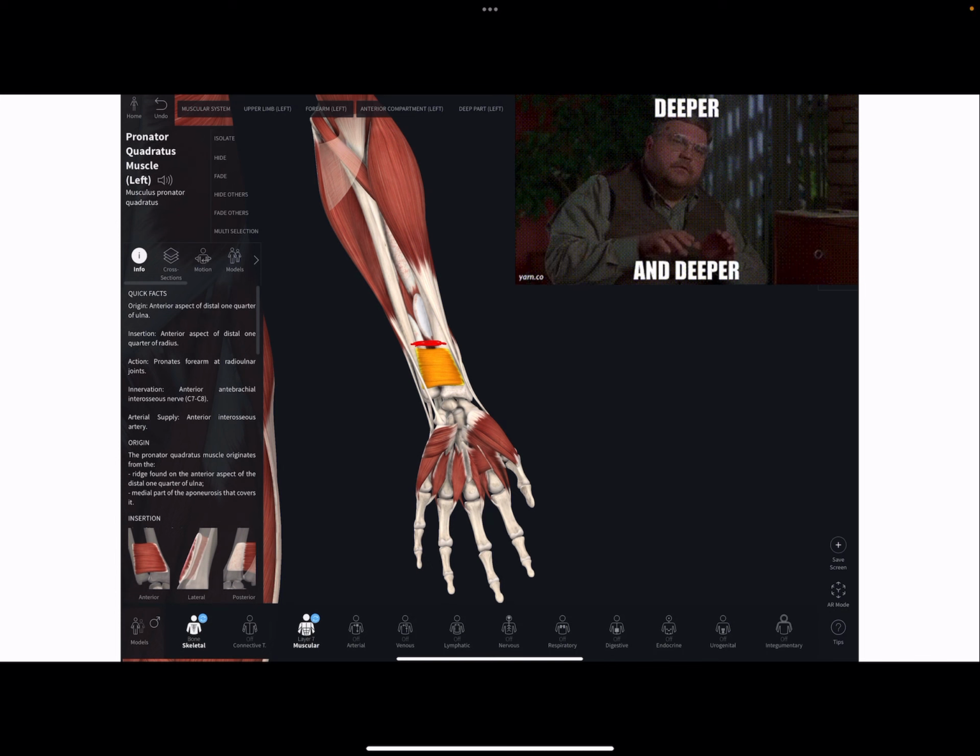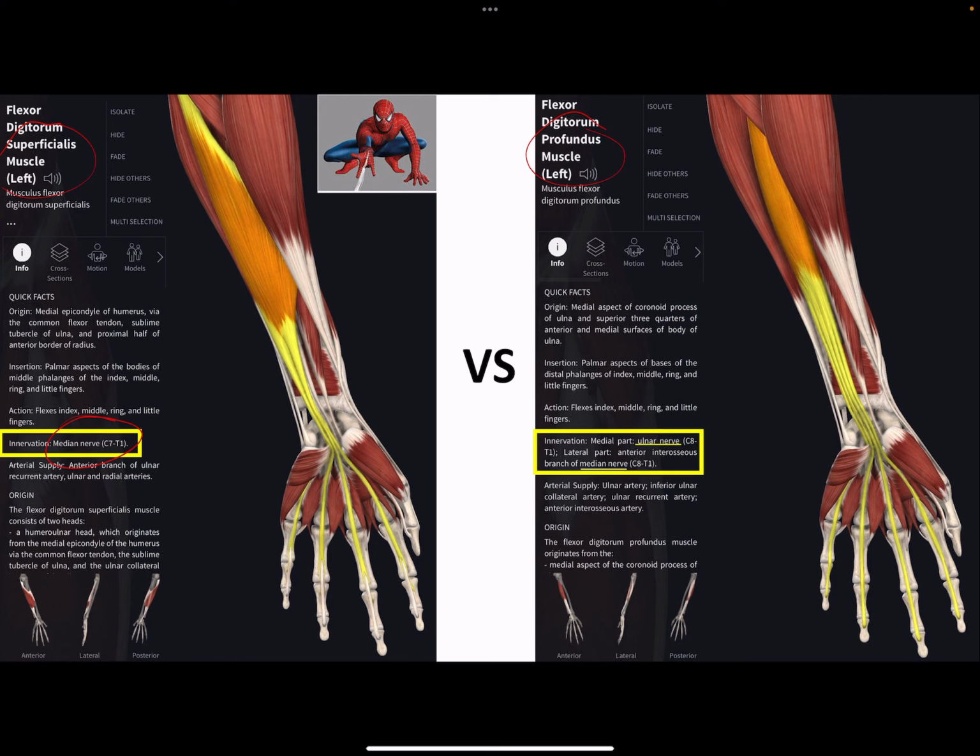The superficialis and the profundus are very similar, with a couple differences. We'll talk about them. The main one, which we're going to hit again and again, is that the superficialis is the median nerve, while the profundus is a dual innervation. On the sort of pinky medial side, we're going to have the ulnar nerve, and on the lateral side, digits 2 and 3, we're going to have the median nerve.